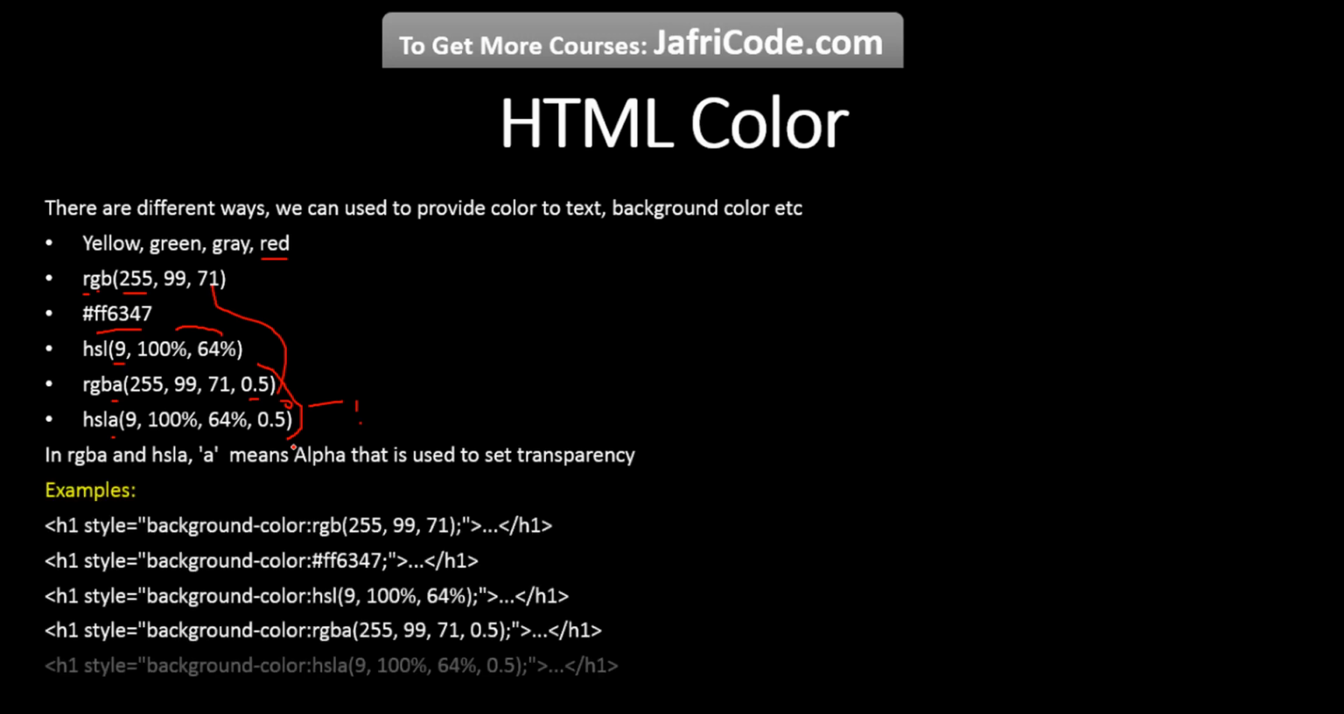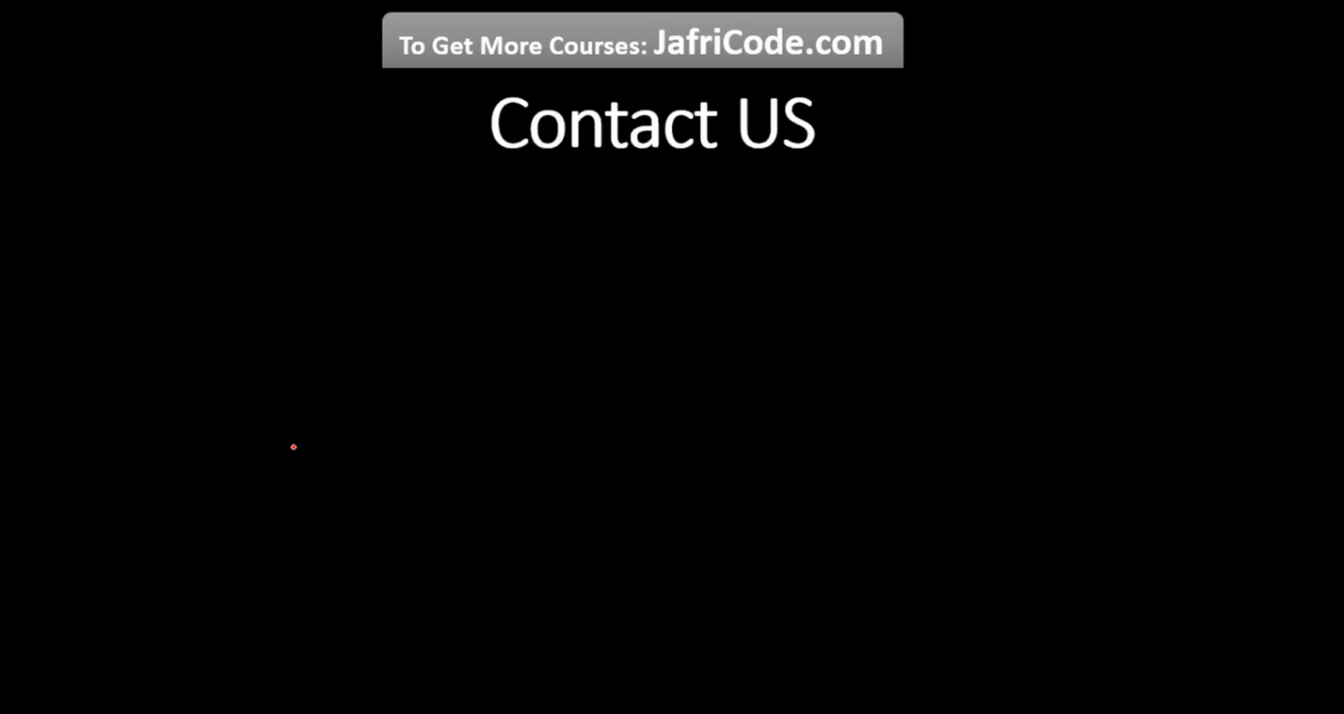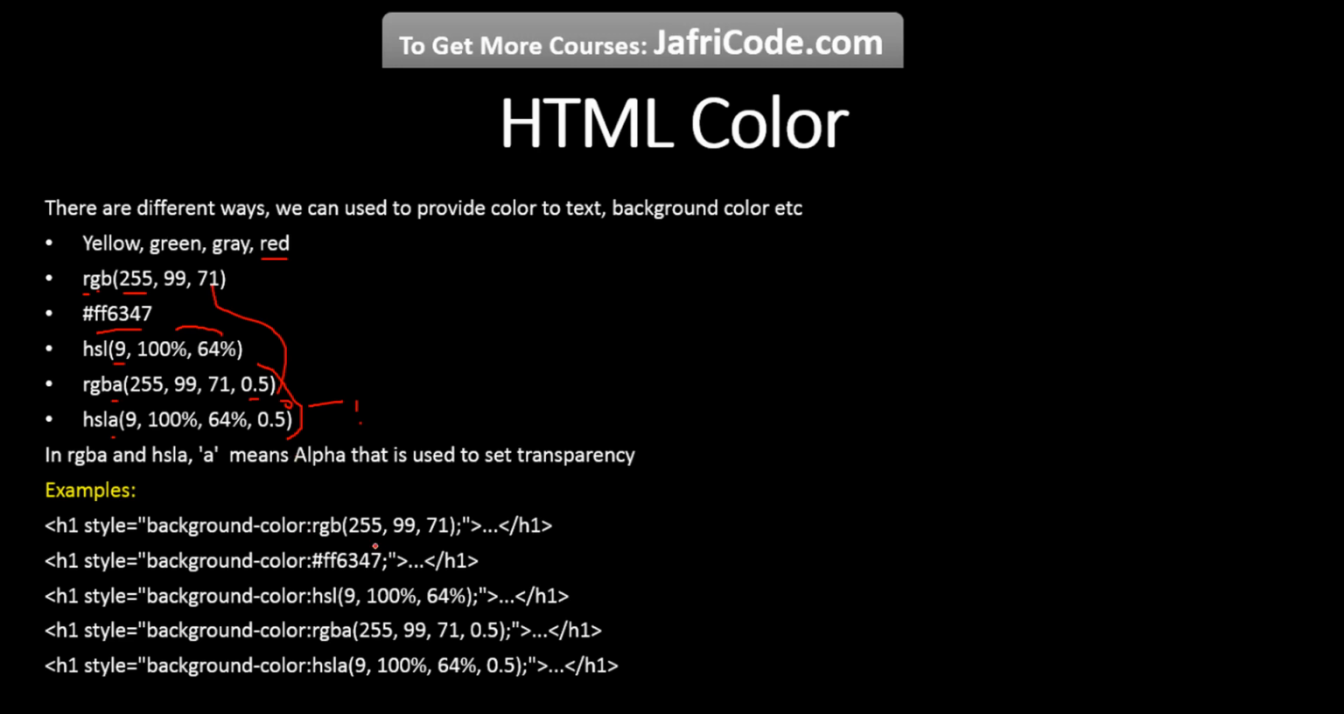So these are different examples. You can see that we are changing the background color of h1 using different techniques: using the RGB method, using hexadecimal, using HSL, RGBA, and HSLA. These are the different techniques you can use for your HTML element.